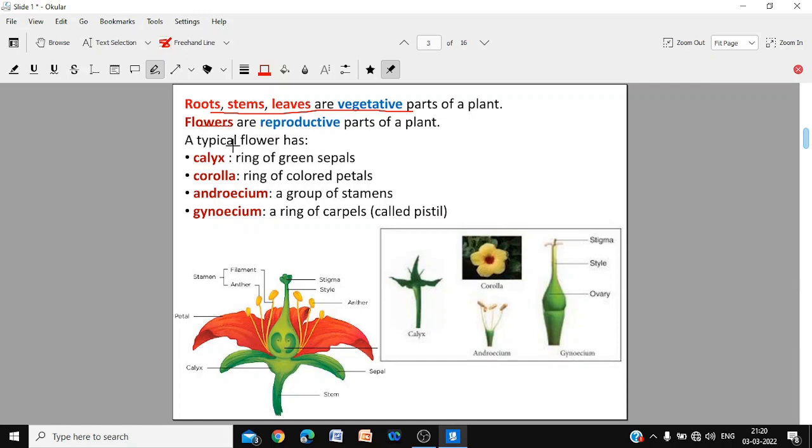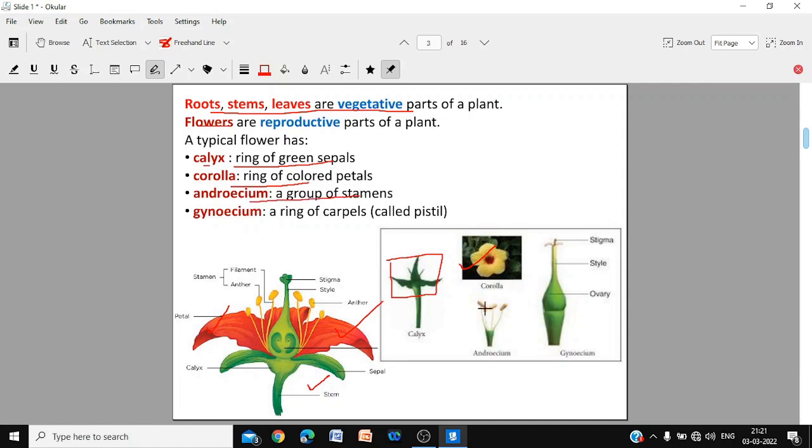A typical flower has a calyx, that is a ring of green sepals. You can see that the sepals are green in color. That is the outermost calyx or sepals, green in color. Then a ring of colored petals called corolla. This is the corolla, yellow in color. Here we have it red in color. Red petals, or yellow petals, or any other colored petals, forming the corolla.